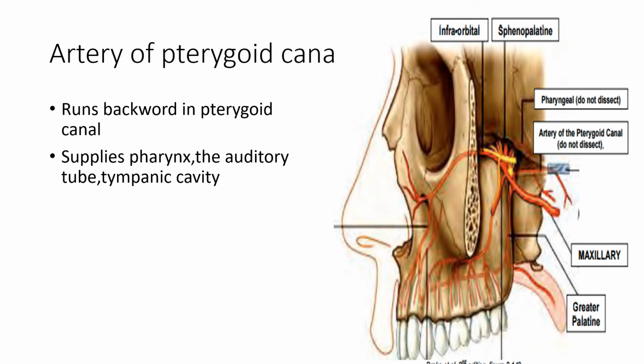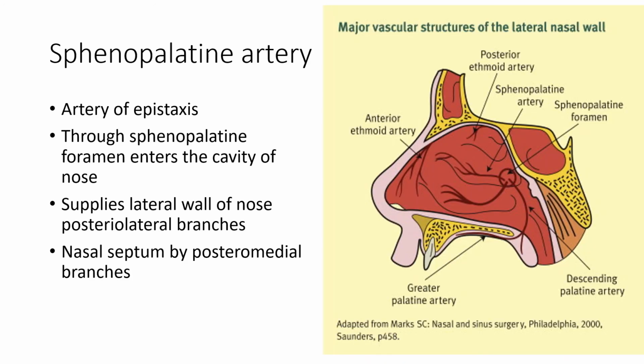Another branch is the pterygoid artery. The third part of the maxillary artery gives the pterygoid artery, and it goes backward. When it comes out, it supplies the pharynx, auditory tube, and the tympanic cavity. So this is the last branch of the third part of the maxillary artery, the sphenopalatine artery.